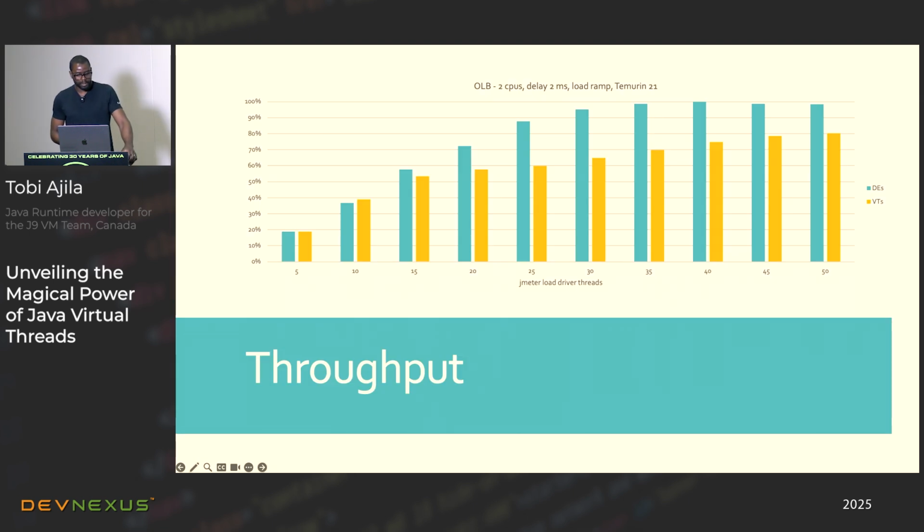So here are some of the results. The first experiment was a throughput experiment. In this case, we were using a CPU-intensive workload. So we're basically seeing how many transactions per second can be completed given the number of CPUs. In this experiment, we're using a 2-CPU configuration.